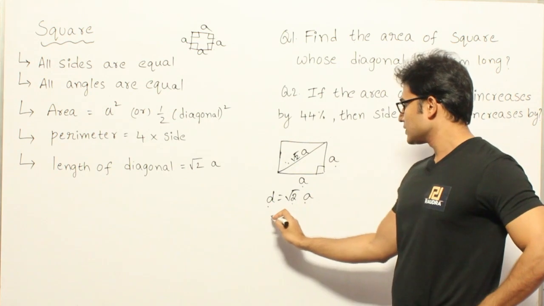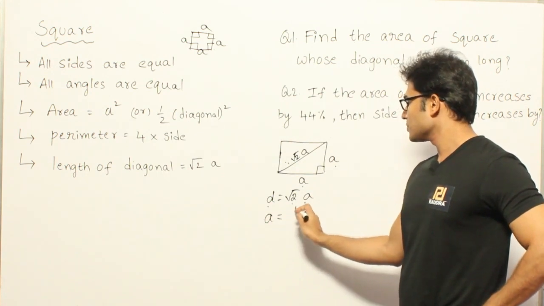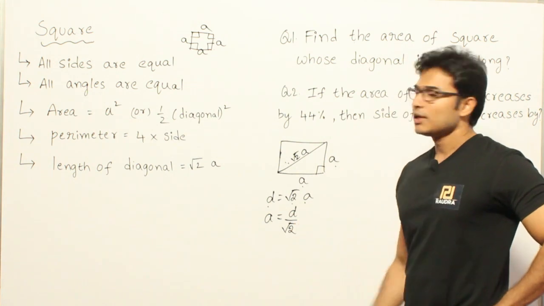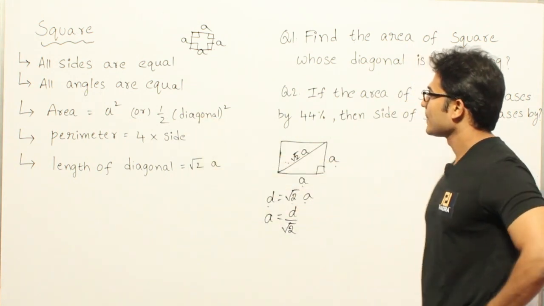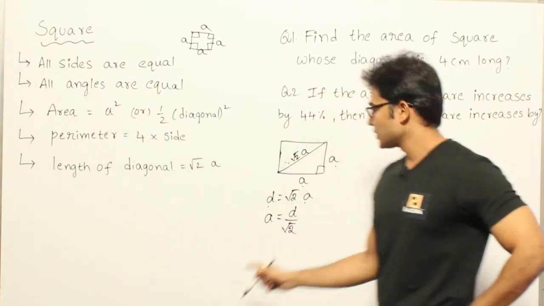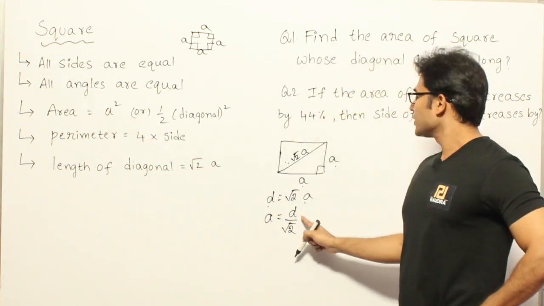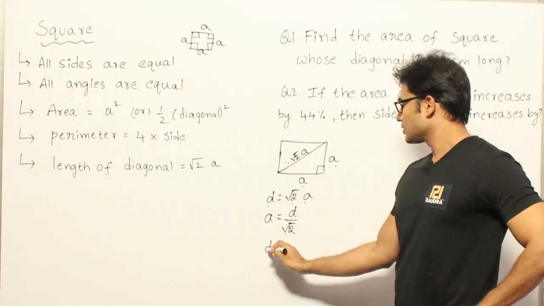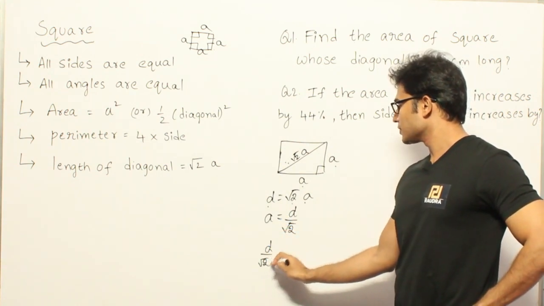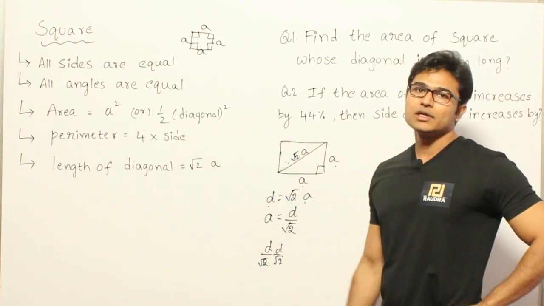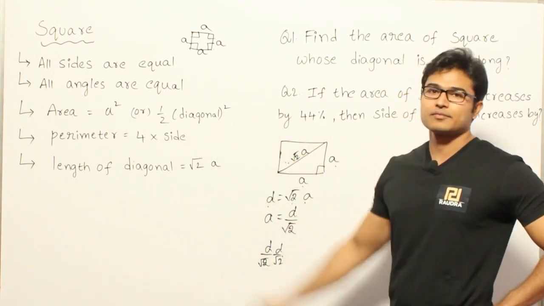Now from this you can see that a can be written in terms of diagonal like this, a equal to d by root 2. Now in that formula for area, in place of a, if you substitute this, so what do you get? a square is nothing but d by root 2 into d by root 2, isn't it? Therefore it is going to be d square by 2. So half the diagonal square is the area.